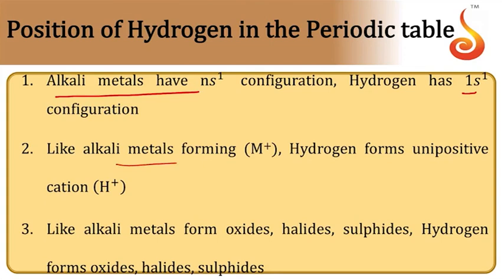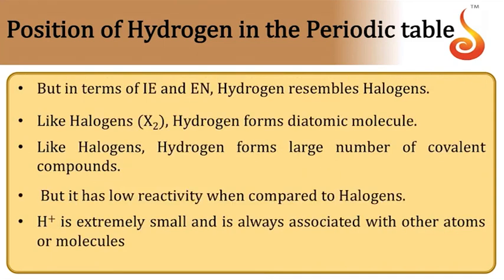Like alkali metals forming M plus ion, hydrogen also forms H plus ion. It forms the cation H plus. Like alkali metals form oxides, halides, sulfides, hydrogen also forms oxides, halides, sulfides. So these three points are similar to those of alkali metals. But in terms of ionization energy and electronegativity, hydrogen resembles halogens. In terms of IE and EN, it resembles halogens.